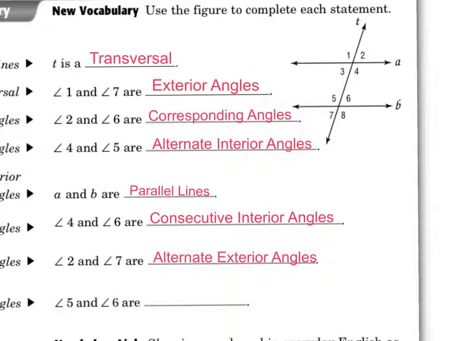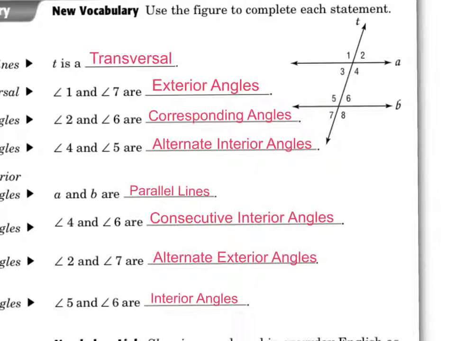Alright, and angle 5 and 6. Well, if we look, there's a lot of different things we can say. They're next to each other to make a linear pair, but in this section we're going to know them as interior angles. Alright, so in this section, the vocab that you'll need to know is right here.